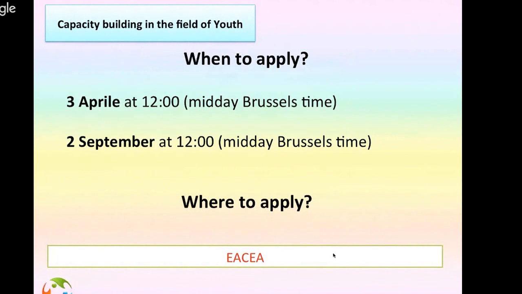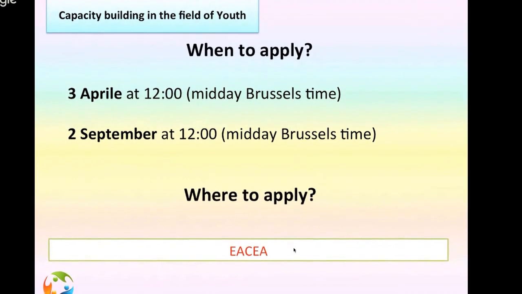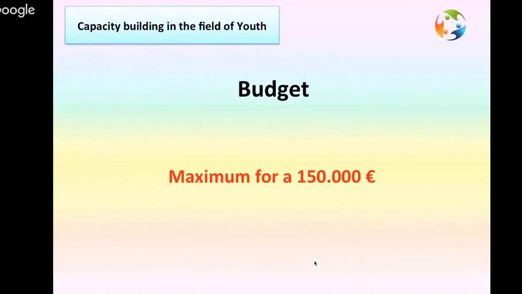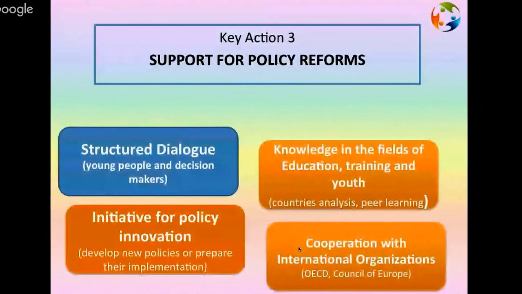There are 2 deadlines per year. One is on the 1st of April and the second on the 2nd of September, or on the 1st of September, depending on the year. We apply directly to the executive agency. The budget is maximum 150,000 euro.